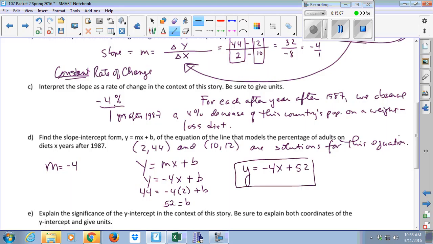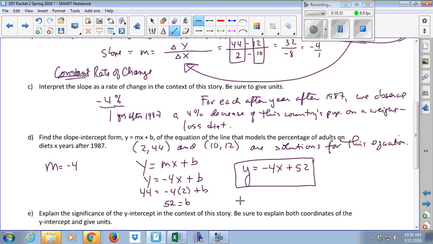And if you're a little bit on the type A side, you would probably check by taking your other point, (10, 12), putting in 10 for x: negative 40 plus 52 is 12. You know you have the right equation. Okay, so that's the process of finding the equation for a straight line.